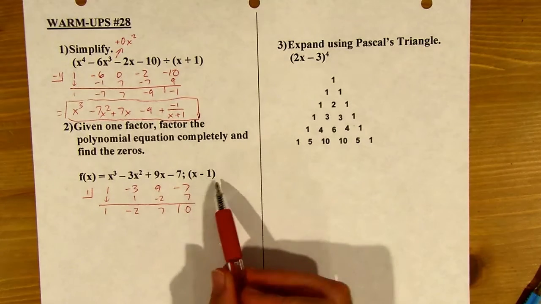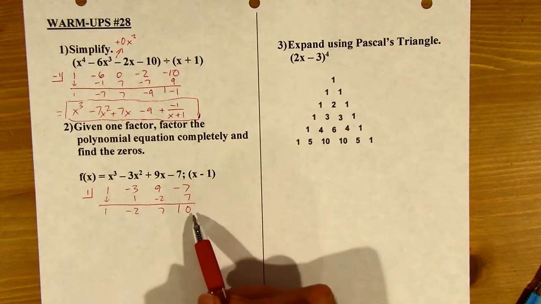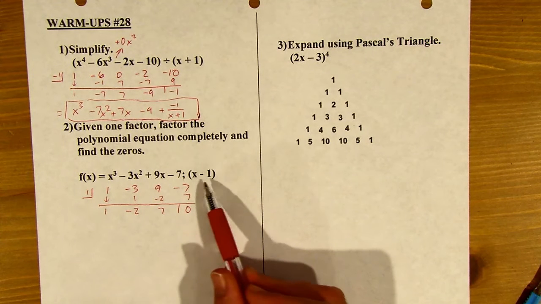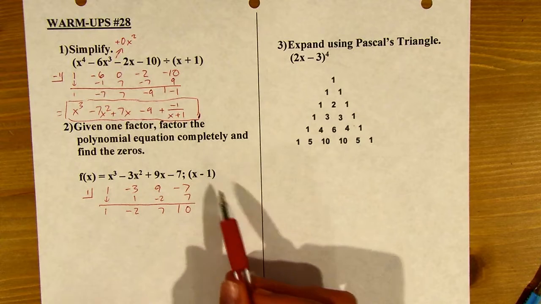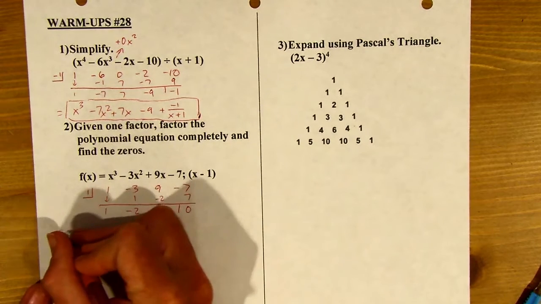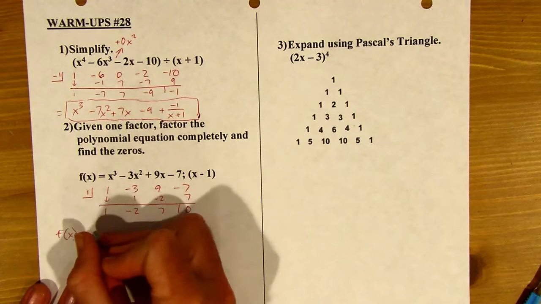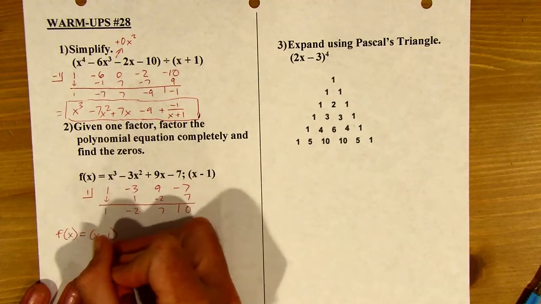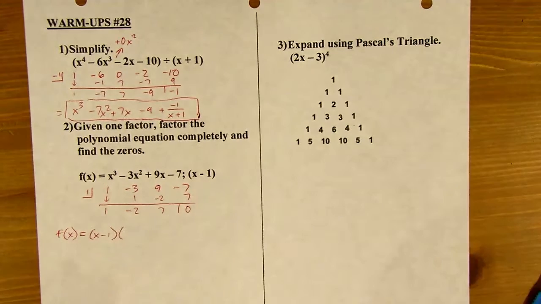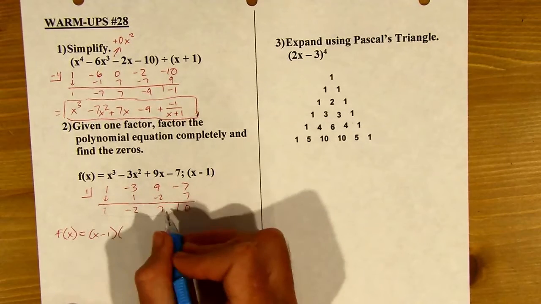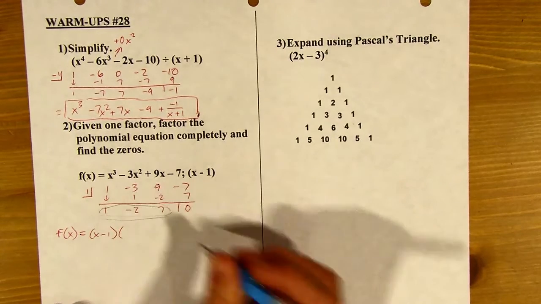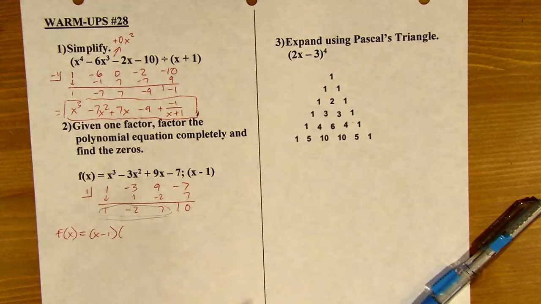And sure enough, that does show me that this is a factor because it went in evenly. There was no remainder, okay? So that's one reason to do the division, is to check that that's actually a factor. But, you know, assuming that whoever wrote the problem isn't lying to us, we already kind of knew that. But the other reason is because then I can use this row, and that tells me what's left over after I divide out the x minus 1.